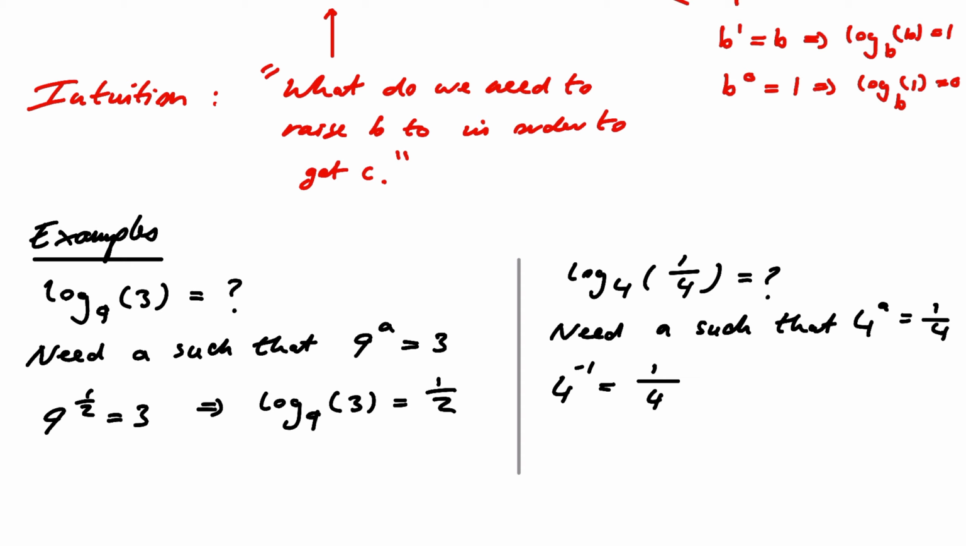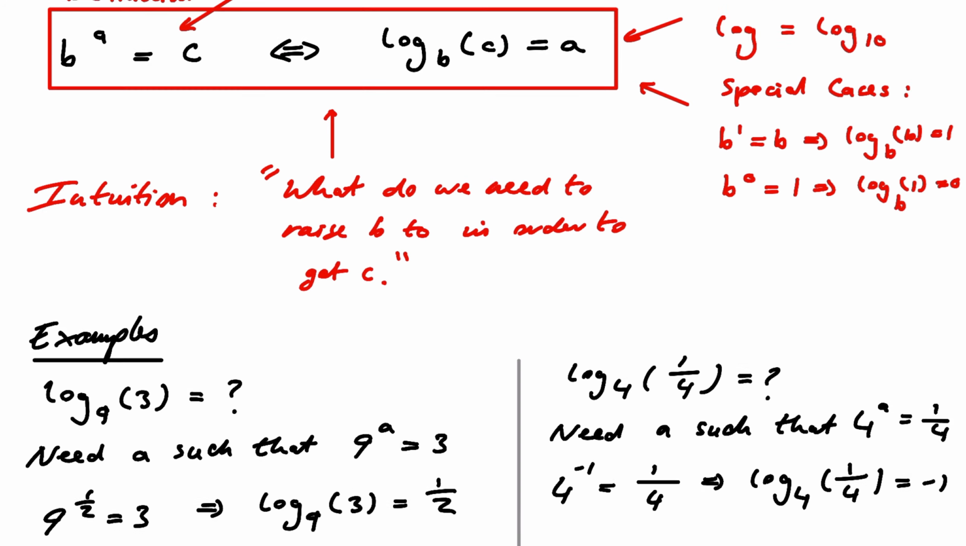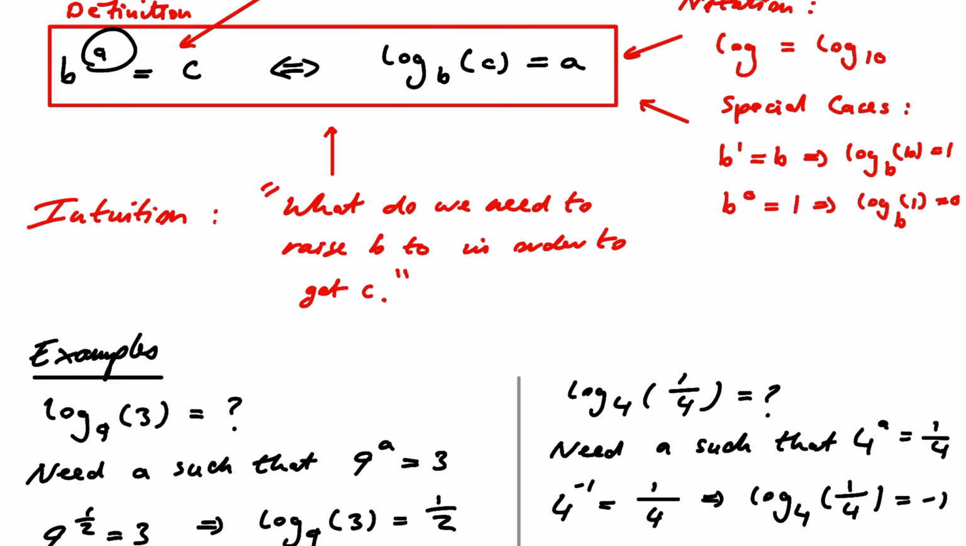4 to the minus 1 is equal to 1 over 4. So what does that tell you? It's going to tell you that log to the base 4 of a quarter is going to be minus 1. So interesting, the output of a logarithm could be negative. And that's pretty obvious, really, because this thing here can be any number at all, positive or negative, right? As long as b is strictly greater than 0.